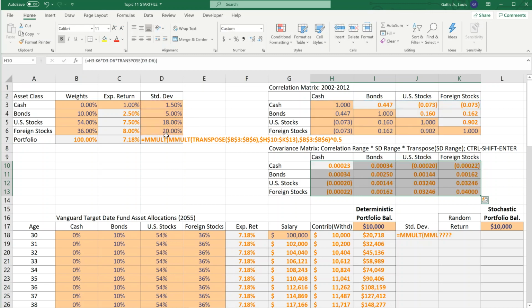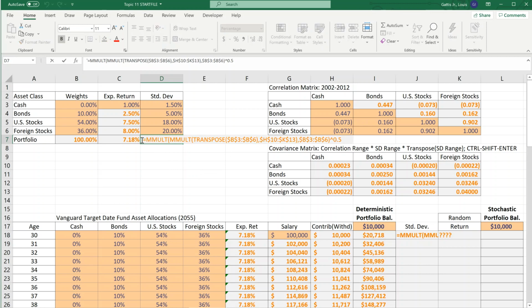Control Shift Enter. Each of these numbers now represents a covariance matrix, and that covariance matrix tells you all the covariance terms. Now I can use that to calculate the standard deviation of this portfolio. That's 0% cash, 10% bonds, 54% stock, and 36% foreign stock.